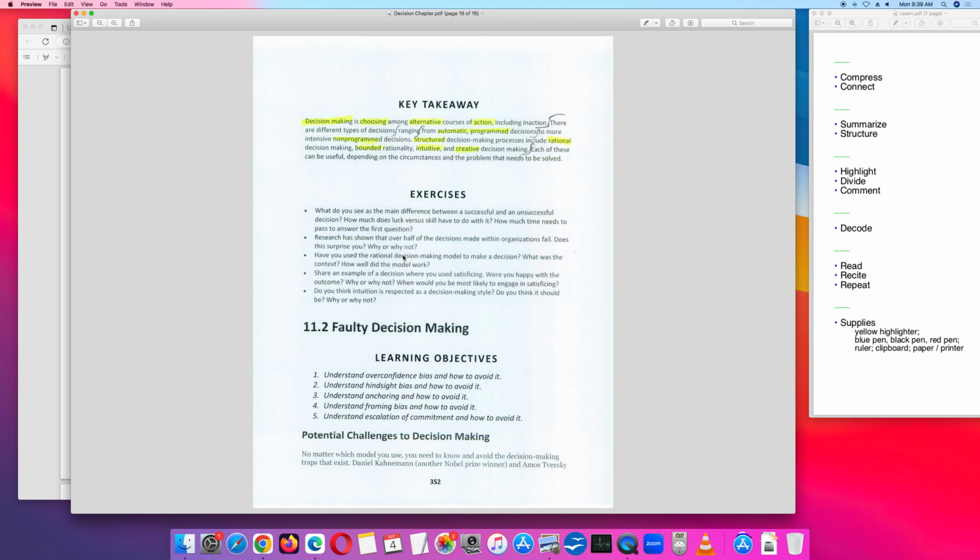So what I tried to do with this chapter, I went through it and actually read through it. And at the end of it, I was just like, what did I just read? Okay.